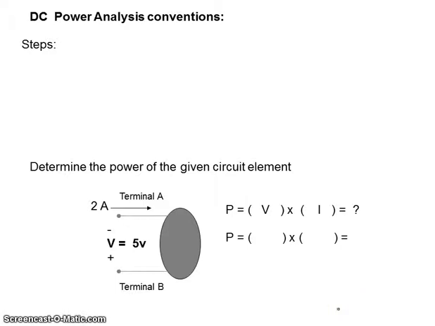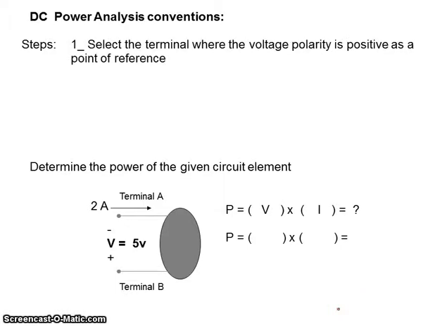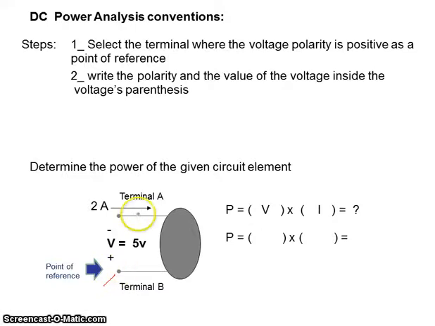One more example. First step, we need to select the terminal of the circuit element that has the positive sign, and it is this one right here. So that will be our point of reference, so that now I can write the voltage going from terminal A to terminal B, and I see that this is a positive voltage, and that positive voltage is entered into the parentheses.